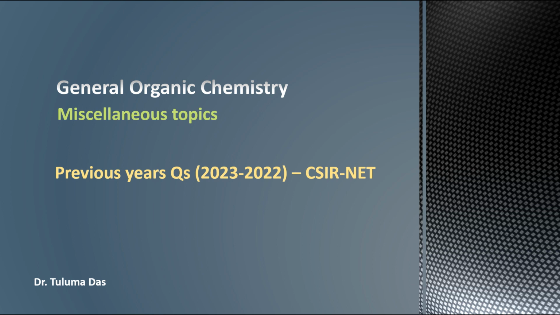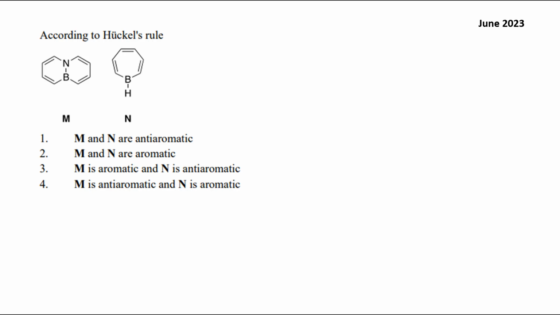Hello everyone, in this video I will discuss previous year's questions of the CSIR-NET exam, and all the problems are from general organic chemistry. Topics will be miscellaneous. So let's start. Here we have the first problem, which says that according to Huckel's rule, two compounds are given. We have to choose whether these are anti-aromatic or aromatic. Different combinations are given in options 1, 2, 3 and 4.